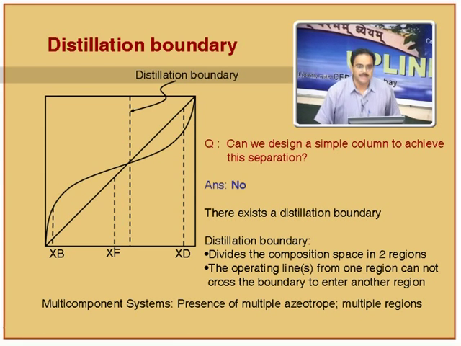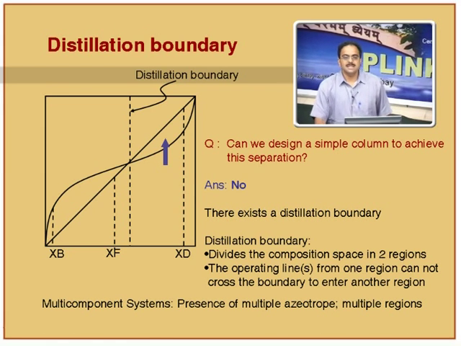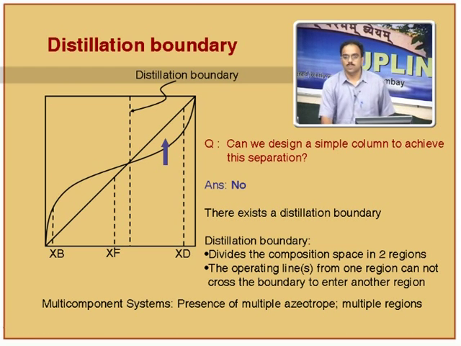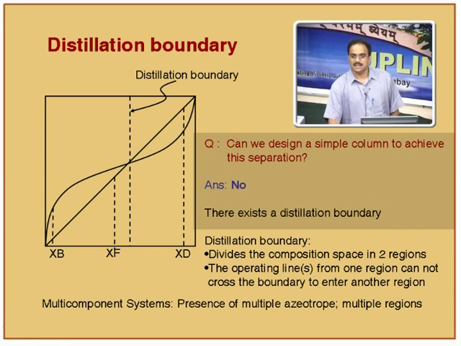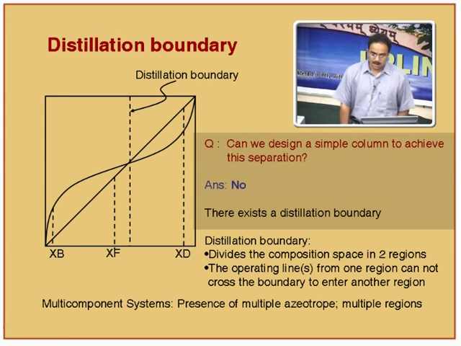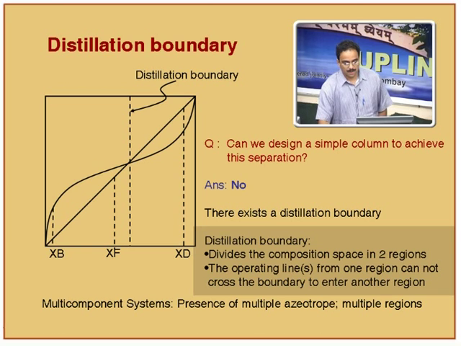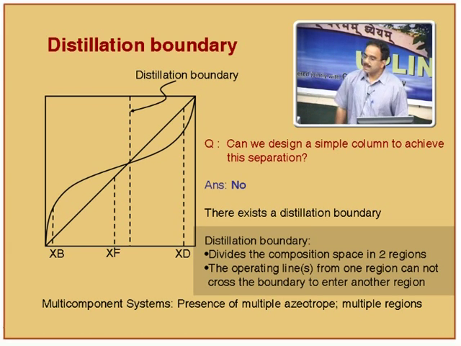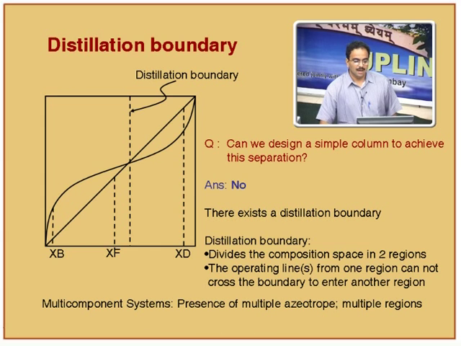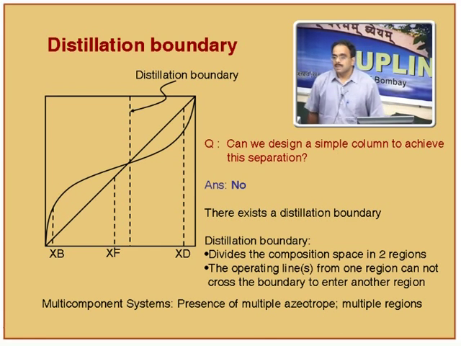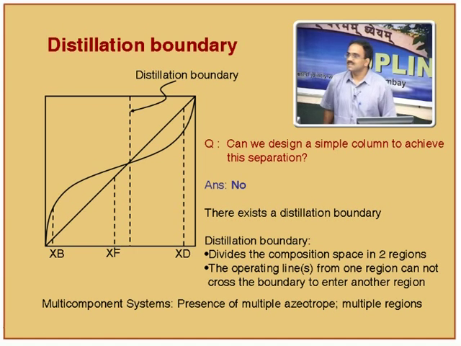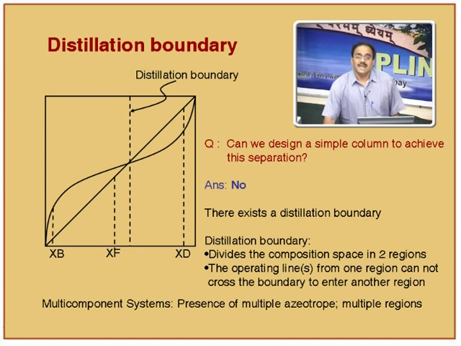So, if I am in this particular region, suppose my XB is here, I cannot get XD in this region. There are two regions, region 1 and region 2. The answer is no, because there exists a distillation boundary. Now, what is a distillation boundary? It divides the composition space into two regions. The operating lines from one region cannot cross the boundary to enter another region, and that is why I do not have a direct connection between XD and XB. It is quite straightforward, we know all this. But then I am going to extend this concept to multi-component systems. The same would be true for multi-component systems with presence of azeotropes.